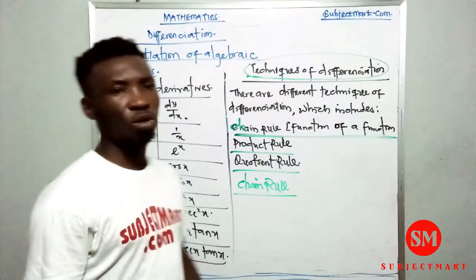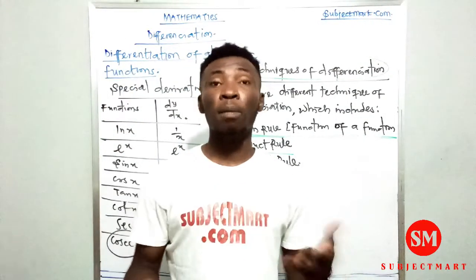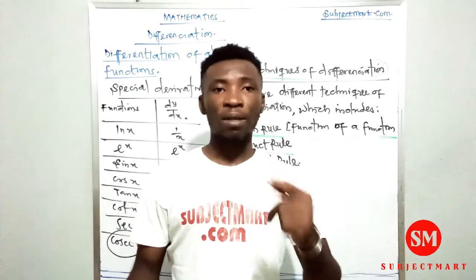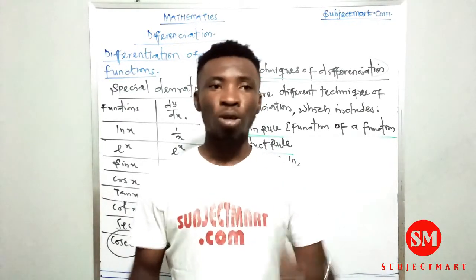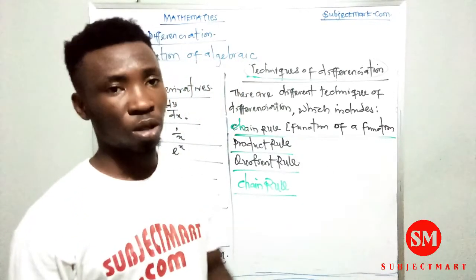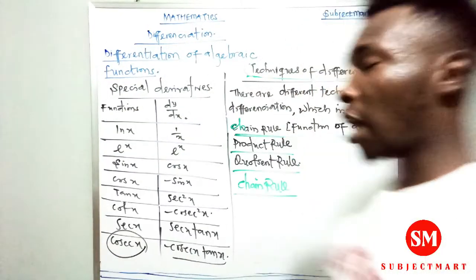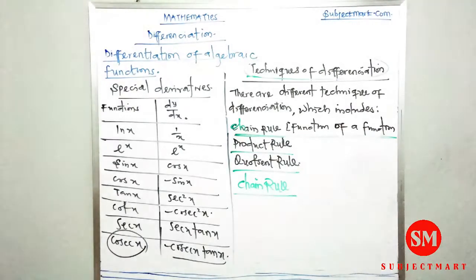Now, why do we use chain rule? We use chain rule when the power of a particular function is very, very high. So you use chain rule to make your solution easier. I'm going to explain the steps by which we use chain rule to solve our problems.